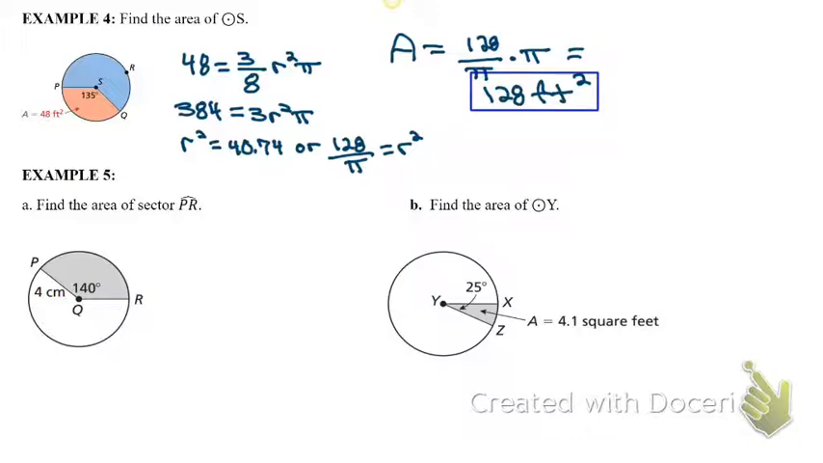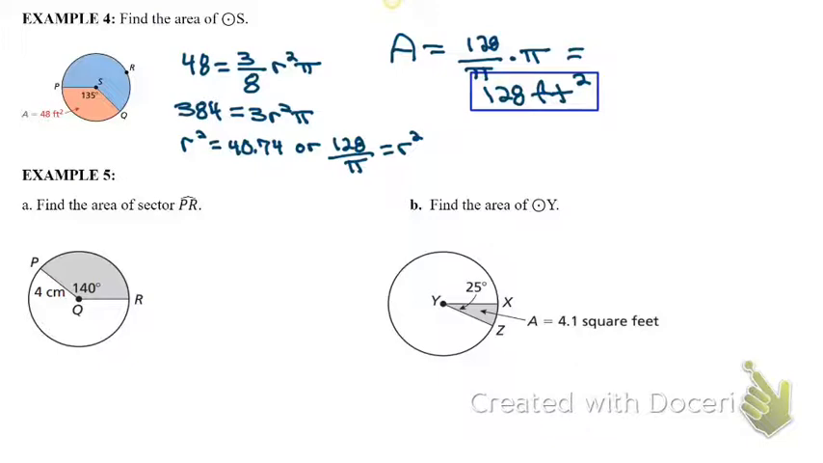Go ahead and start example 5 on your own, similar to the one on the previous page. Set it up, use your formula, and we'll check in just a minute. Remember that you need to find the area of the circle.